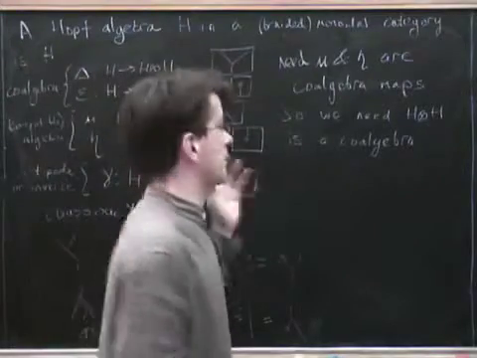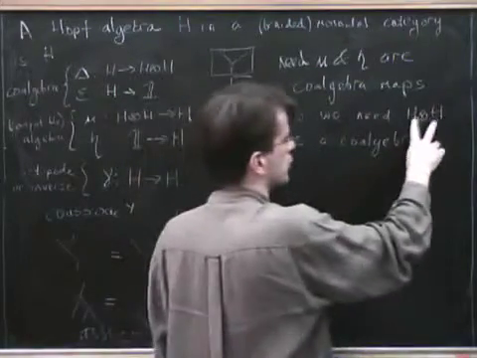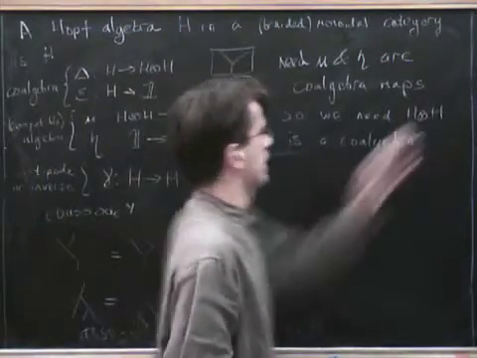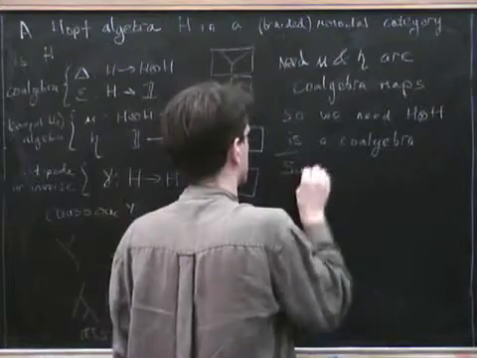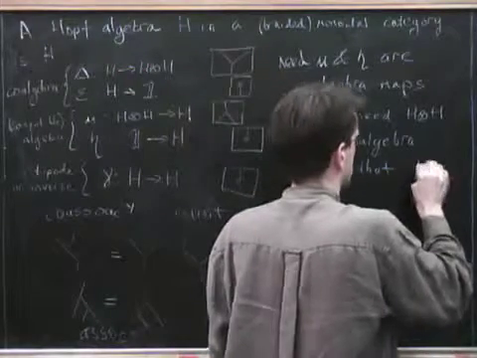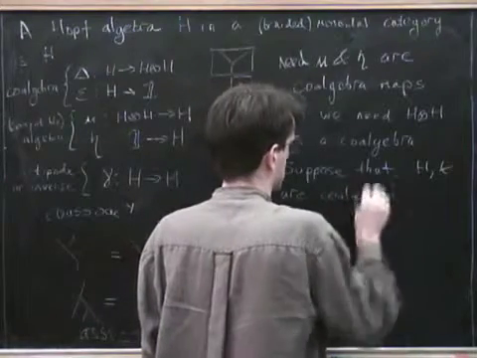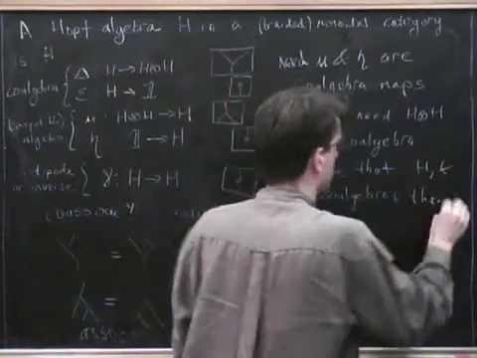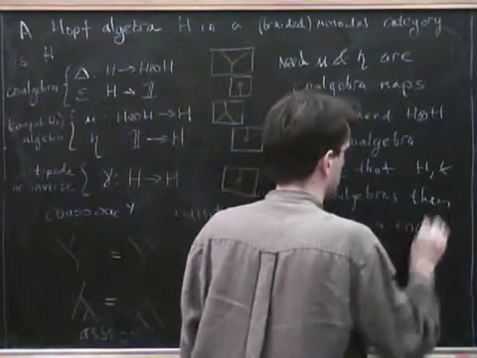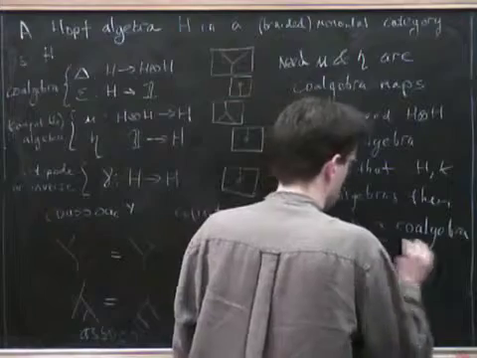Well, here we use the following fact. If we just have two co-algebras, it's slightly confusing that we've got two copies of H. It becomes less confusing if we have two different things. So suppose that H and K are co-algebras, then H tensor K is a co-algebra if C is braided.